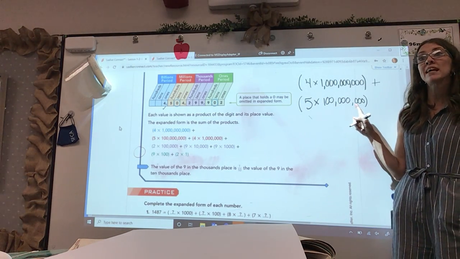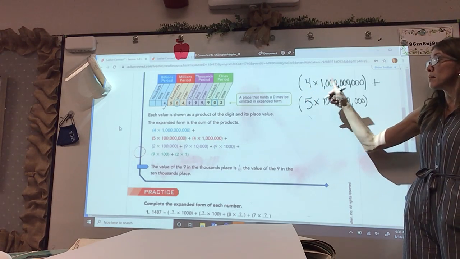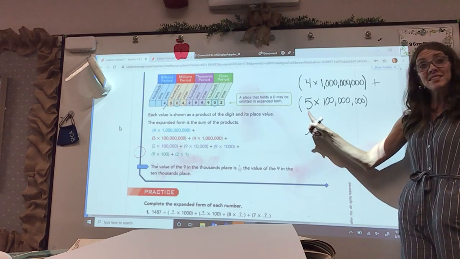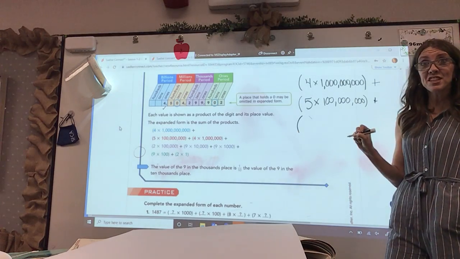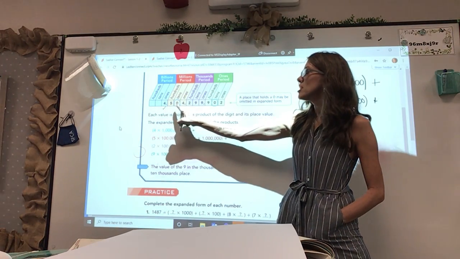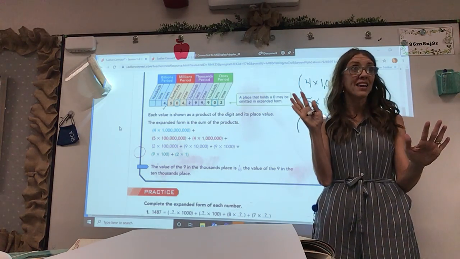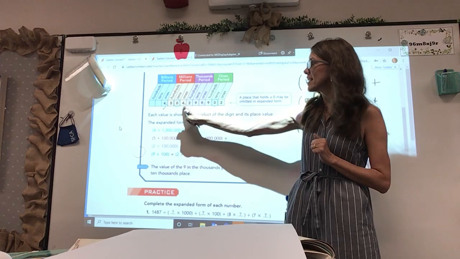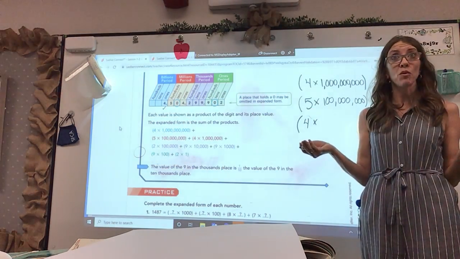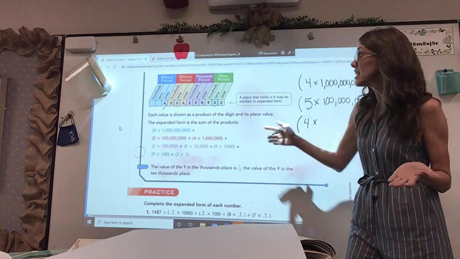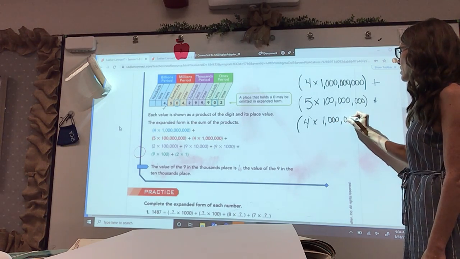I need a couple sets of eyes that I don't see up here. You're going to need to know this 10-minute chunk here to do your work. The digit times the place it's in, plus the next digit times the place it's in, plus the next digit, which is 0. When you see a 0, it's a freebie. You can skip it. Move to the next one. What's the next digit? 4. 4 times the place that it's in. What place is it in, Jaden? It's in the 1 million. So 4 times 1 million.